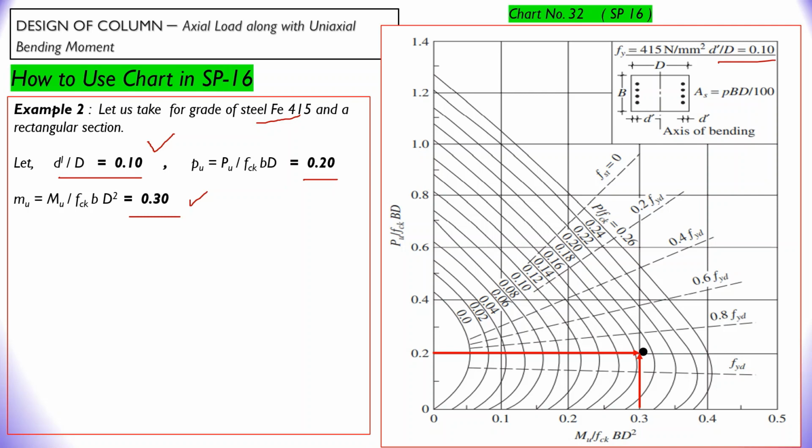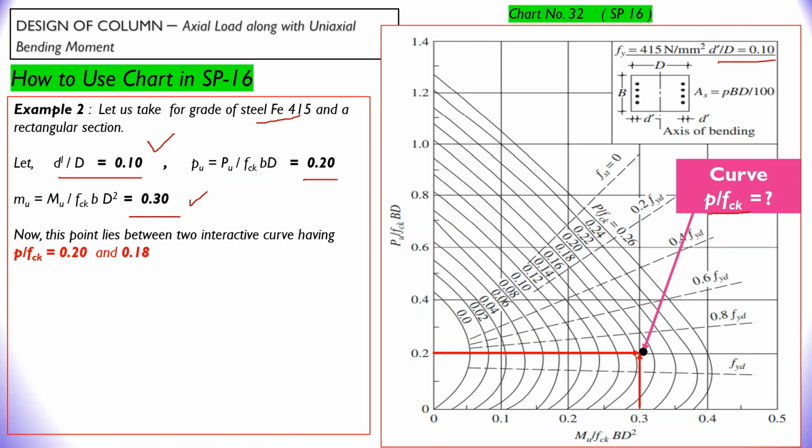Now you can see very clearly this point does not touch any curve. It is in between these two curves. So how to get the p by fck value when the point is not lying on a curve? You can see clearly that this point is lying between two interaction curves. One curve belongs to p by fck value 0.2 and the other curve belongs to p by fck value 0.18. So it is lying between 0.2 and 0.18.